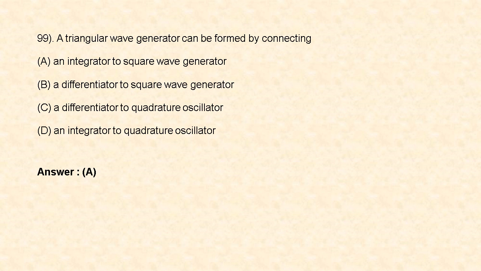Next question. A triangular wave generator can be formed by connecting an integrator to a square wave generator, a differentiator to a square wave generator, a differentiator to quadrature oscillator, and integrator to quadrature oscillator. We know that a triangular wave generator can be formed by connecting an integrator to a square wave generator. So option A is the correct answer.